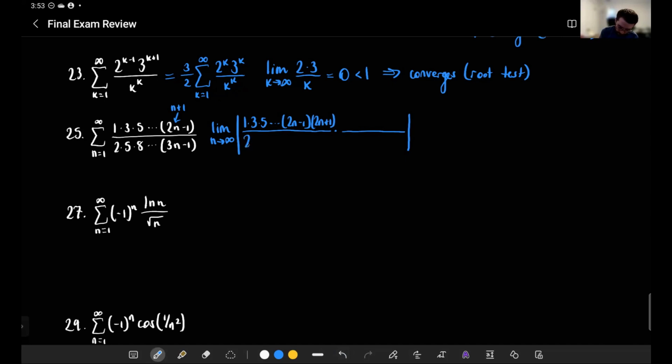Similar logic for the denominator. I keep going. Eventually, I hit 3n minus 1. And then my next term will be 3 times the quantity n plus 1. It's 3n plus 3. Minus 1, which is 3n plus 2.